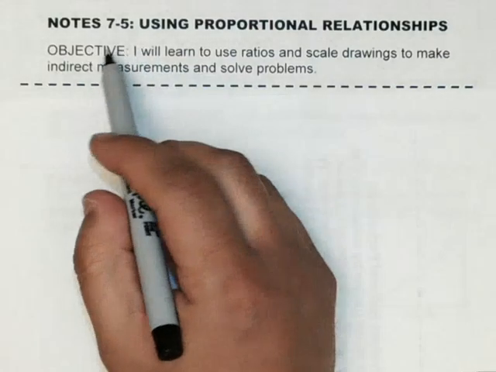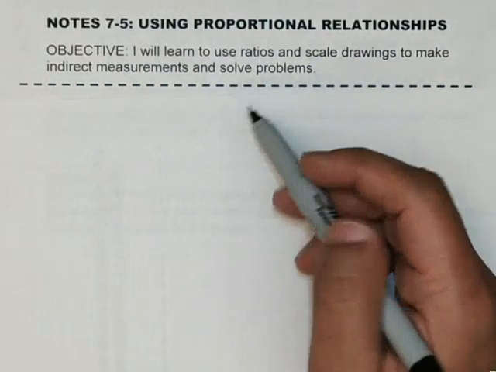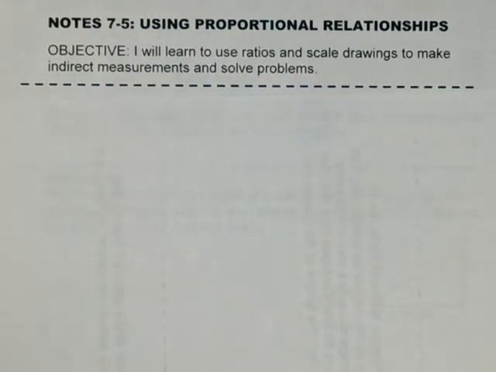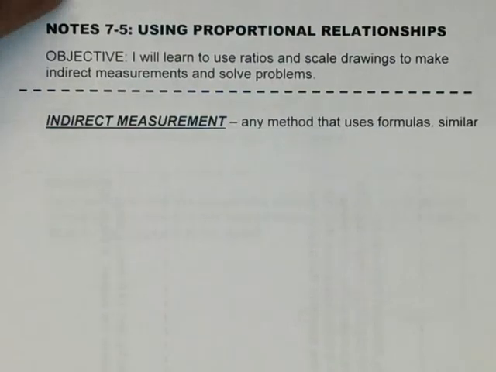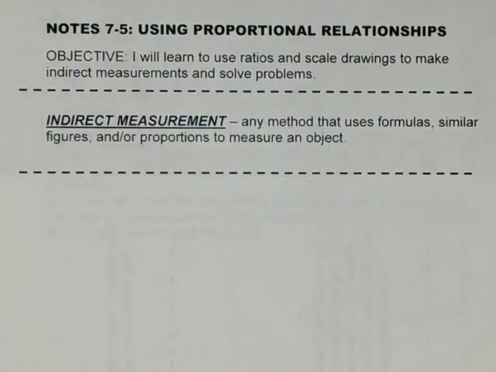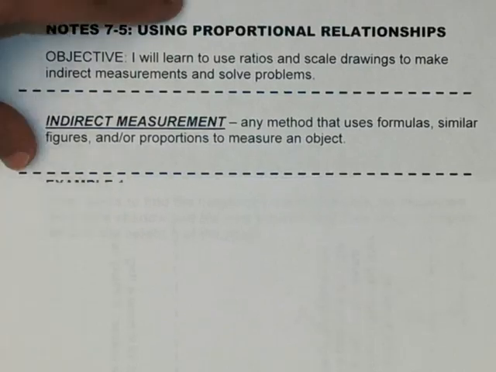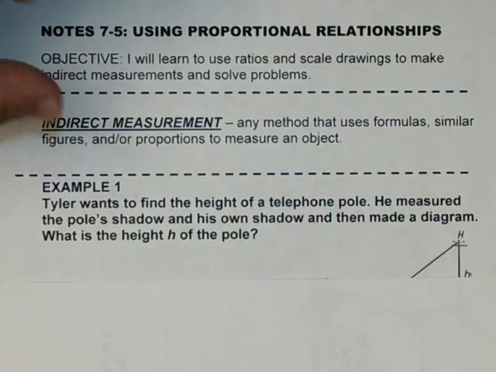Okay, today we're talking about proportional relationships. The objective: I will learn to use ratios and scale drawings to make indirect measurements and solve problems. We're going to define what indirect measurement means, and that's simply any method that uses formulas, similar figures, and/or proportions to measure an object. We've been doing this already, but we're going to focus a little more on word problem type questions.